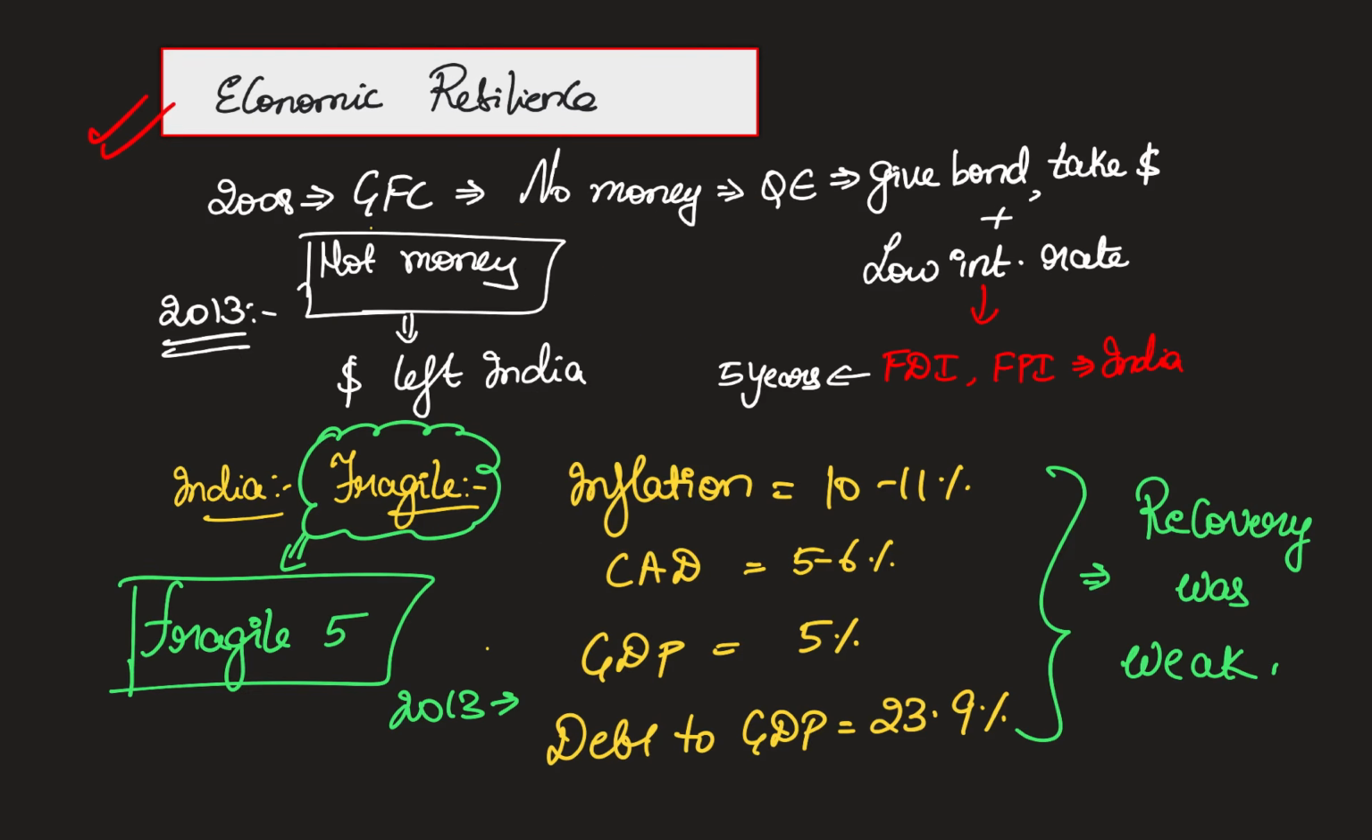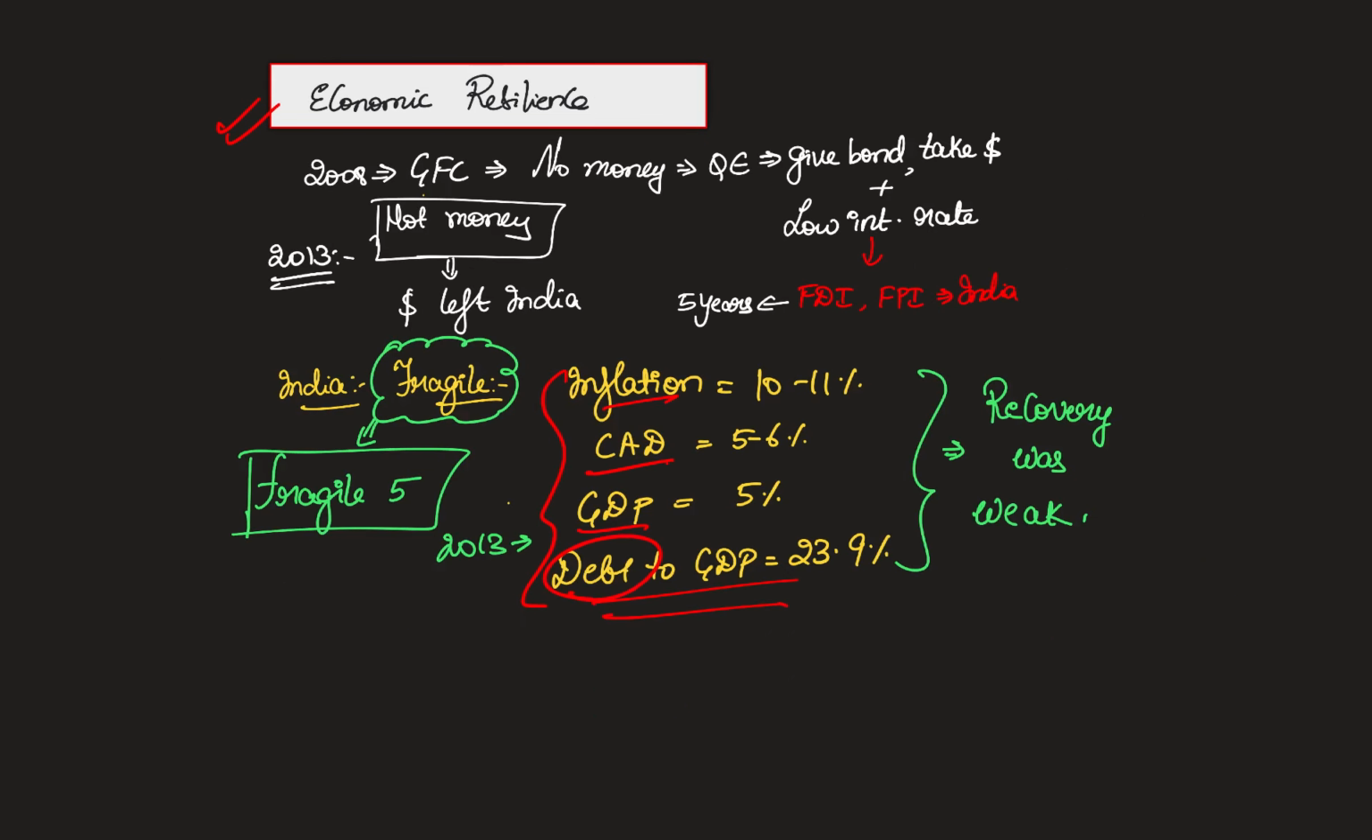Now, the economic survey talks about the economic resilience of the Indian economy. This will be decided by certain parameters like inflation, current account deficit, GDP growth rate, and debt to GDP. When we talk about debt, we are just talking about external debt. We are not including the internal debt here, because economic resilience to external shocks is what we are talking about here.